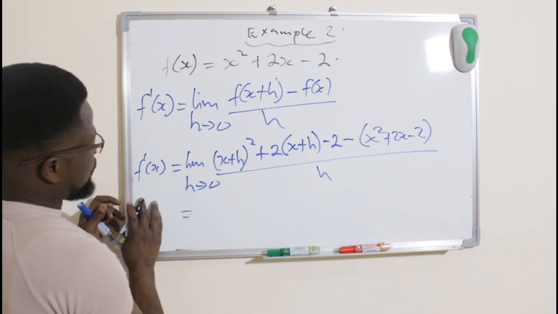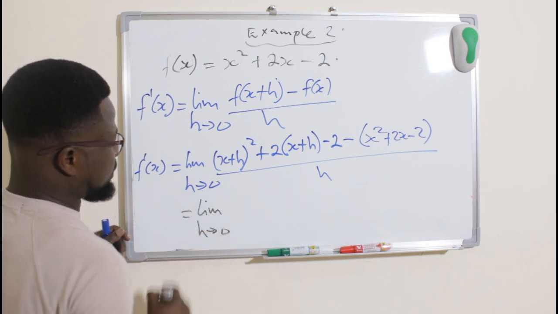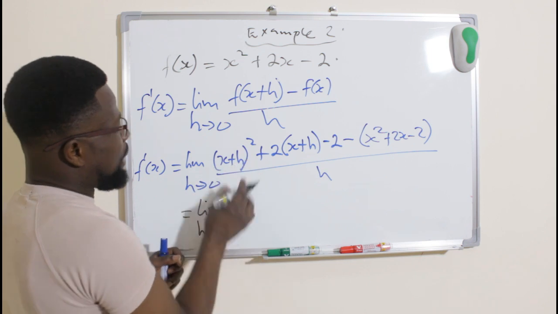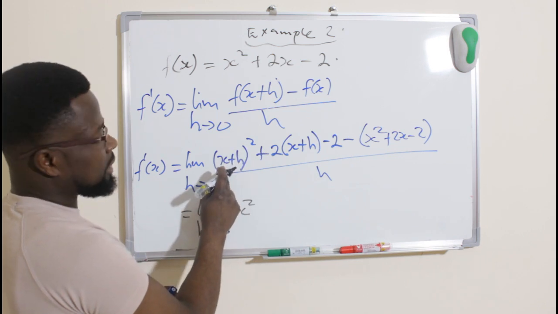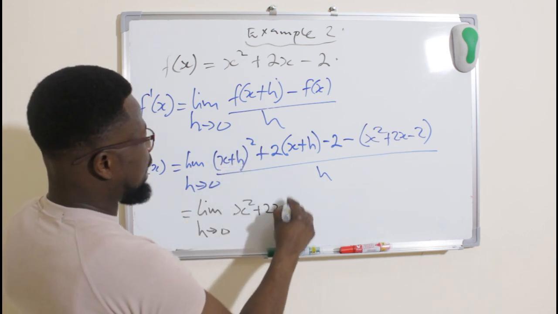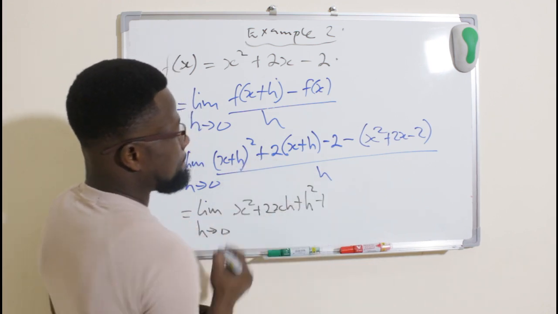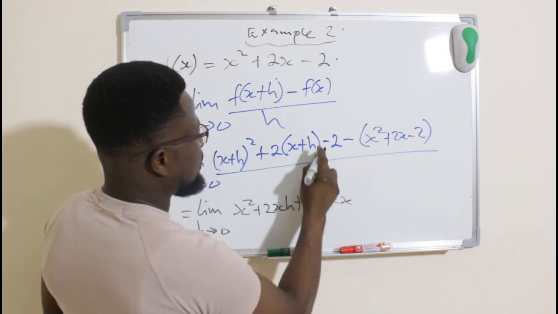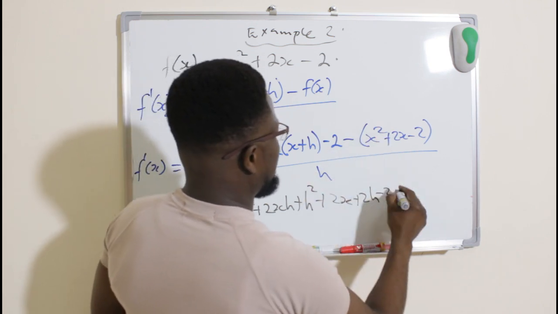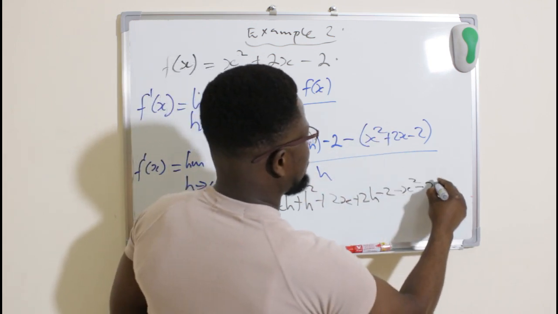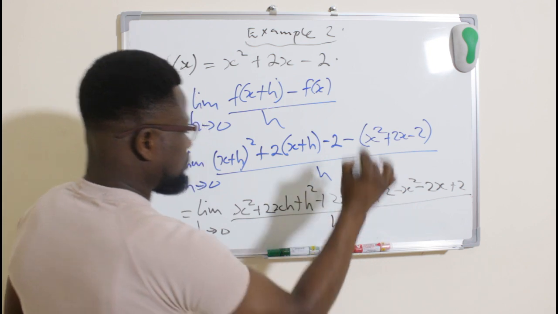I am not going to write the function here again. I just want to go straight away. So it will become limit as h approaches 0. I will expand this, and when you expand this, it's going to give us x squared. 2 times x times h is going to give us 2xh, and then plus h squared, and we're going to have plus, multiply this, and we get 2x plus 2h minus 2, and now this is given as negative x squared minus 2x plus 2 all over h.